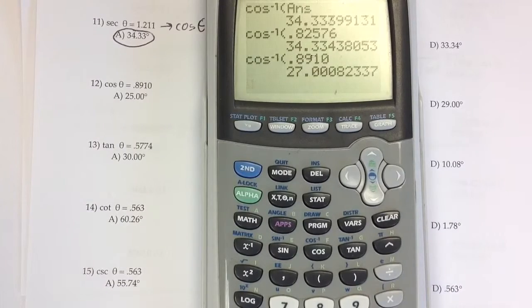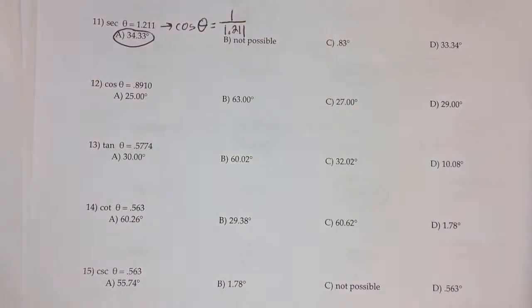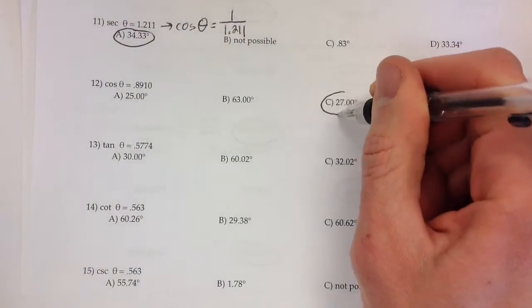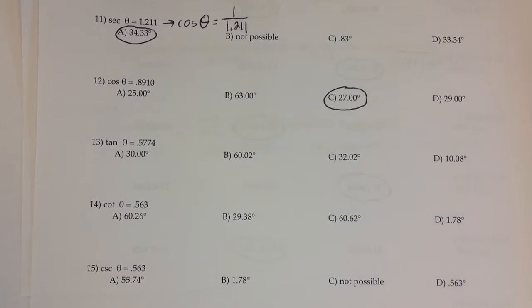Easy peasy lemon squeezy. So the angle for which cosine is 0.891 is about 27 degrees. No need for a protractor. Pretty sweet. So they're only really complicated when it's the reciprocal ones. Yeah, the reciprocal ones are more complicated.